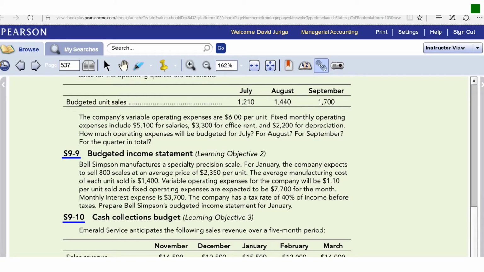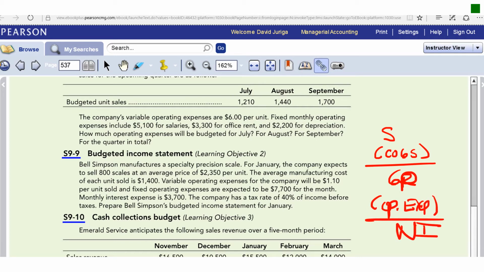Okay, next up we're going to look at a budgeted income statement. And again, our format for this income statement will be sales minus our cost of goods sold to get gross profit. And then we're going to subtract out our operating expenses to get net income. And again, we'll show you this on the next slide. You just have to read it and look at the paragraph and see what they've given you.